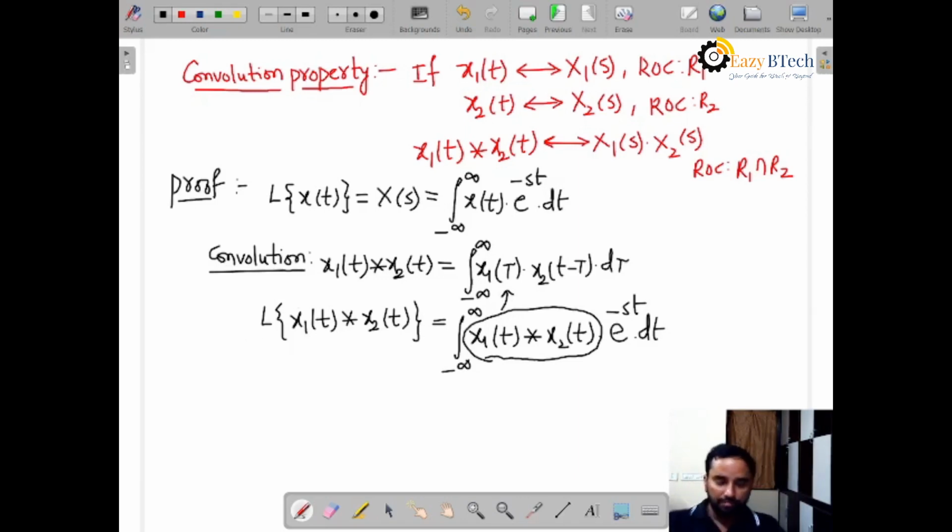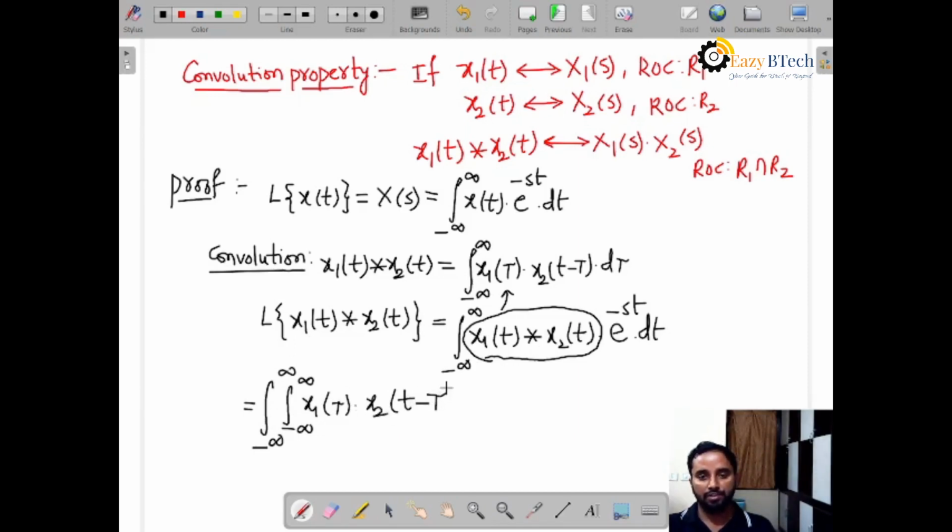So this is equal to the integral from minus infinity to plus infinity of, in the convolution we have the convolution integral again from minus infinity to plus infinity, x1 of tau into x2 of t minus tau d tau, right, e power minus st dt. So this is the convolution substituted. Here we have two integrations, a double integration. One integration is with respect to tau, another is with respect to t.